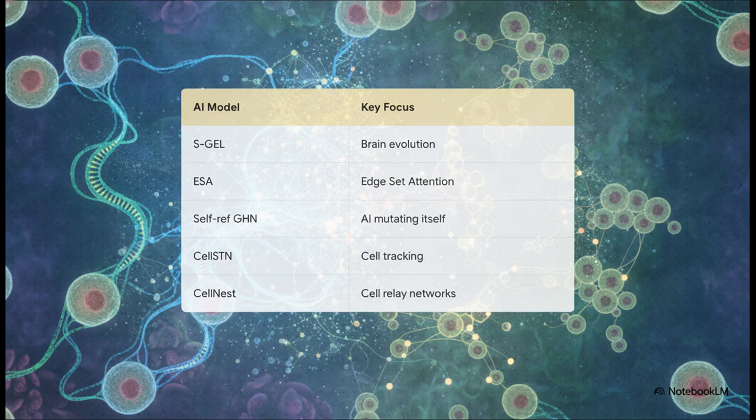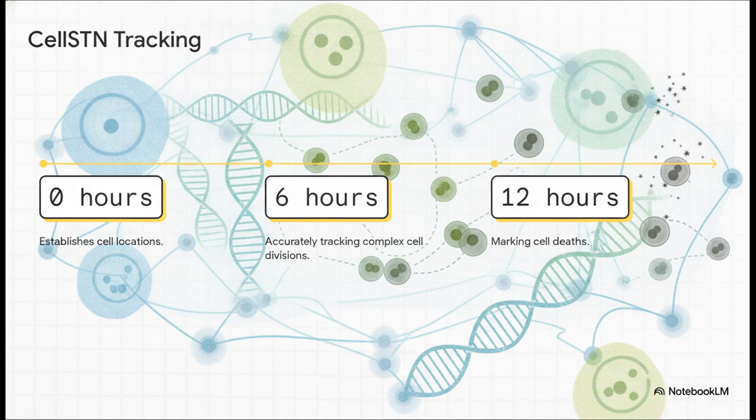The big takeaway here is that these AIs don't just treat biology like a frozen snapshot, they treat it as a living, breathing, constantly changing system. Let's look a bit closer at CellSTN, which acts as the ultimate cell tracker. Now, standard computer vision totally fails in biology. Why? Because cells squish, they move around, they divide, and they die in super unpredictable ways.